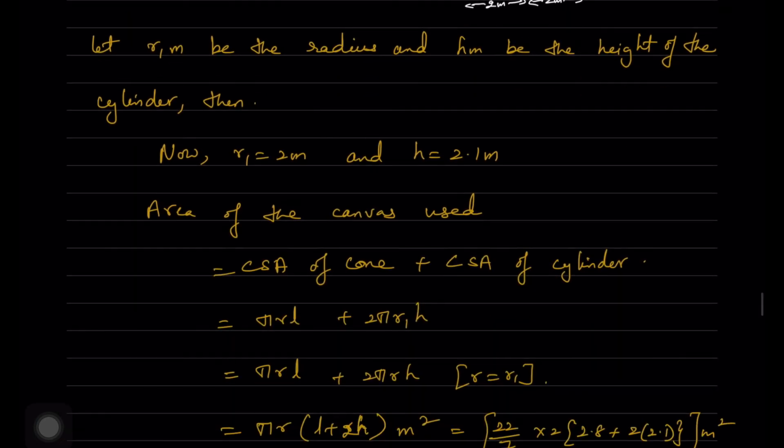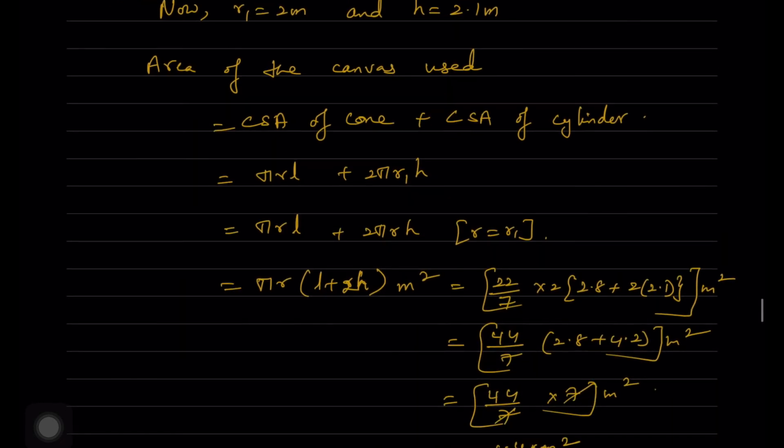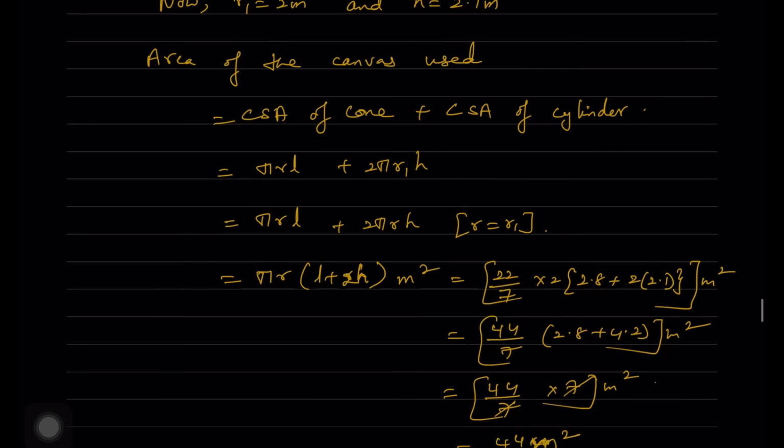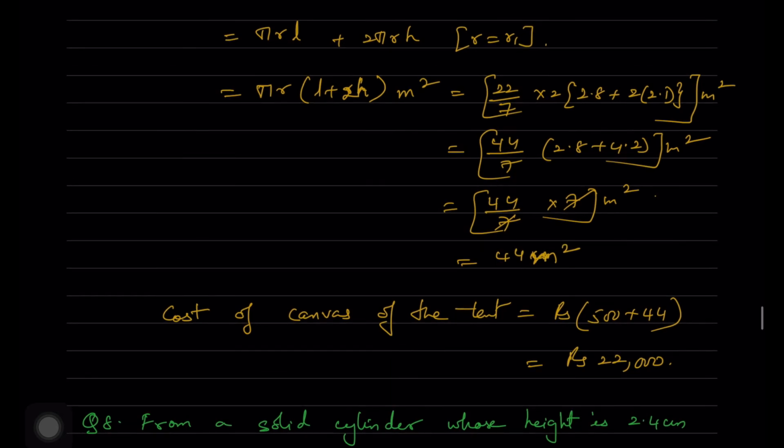Area of the canvas used is equal to CSA of cone plus CSA of cylinder. CSA of cone is pi r l plus 2 pi r1 h. So here you are getting it as equal to pi r l plus 2 pi, r is equal to r1, therefore pi r into (l plus 2h) you are getting here, if you take out common pi r, so which is equal to 22 by 7 into 2 into (2.8 plus 2 into 2.1).